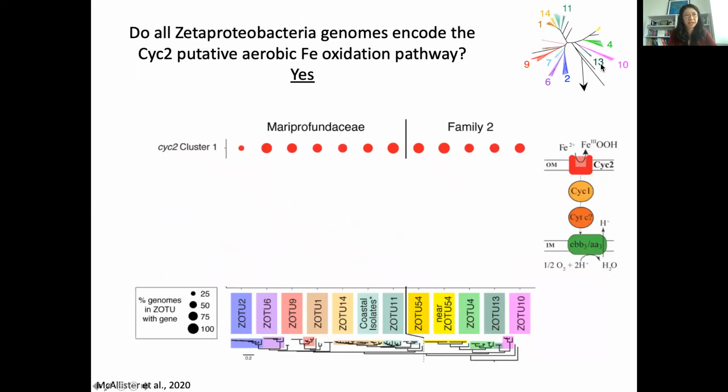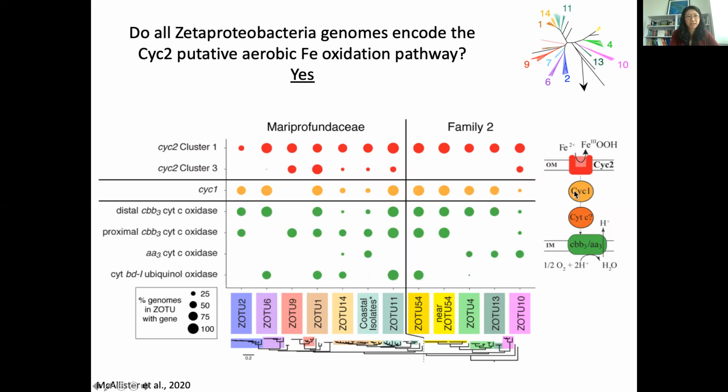And so you see this tree again, and it's color-coded by the different zeta taxonomic units. And those individual taxonomic units have multiple genomes. And so we looked for our hypothesized iron oxidation pathway, including the Cyc2 gene, which is an outer membrane cytochrome gene, and asked, do all members of the Zetaproteobacteria have it? And the answer is yes. Which is remarkable, actually, because when we look for the rest of the iron oxidation pathway, we see it's a mix and match, but they all have this particular gene. OTU2 is a bit hard to assemble, so it's a bit of an outlier.